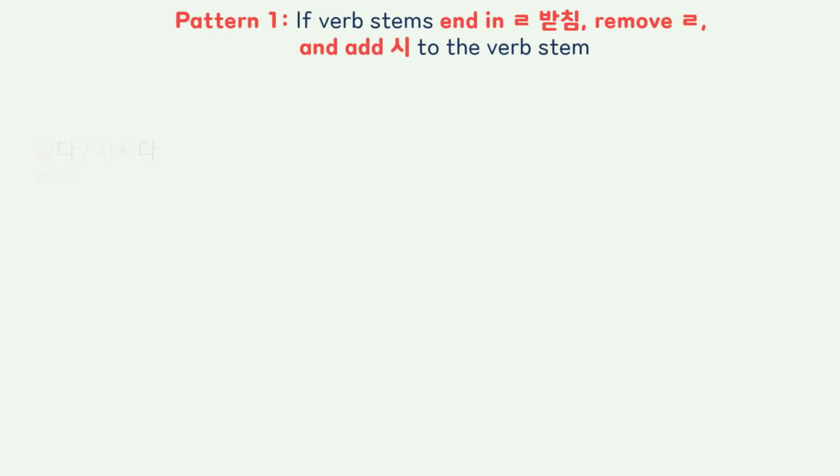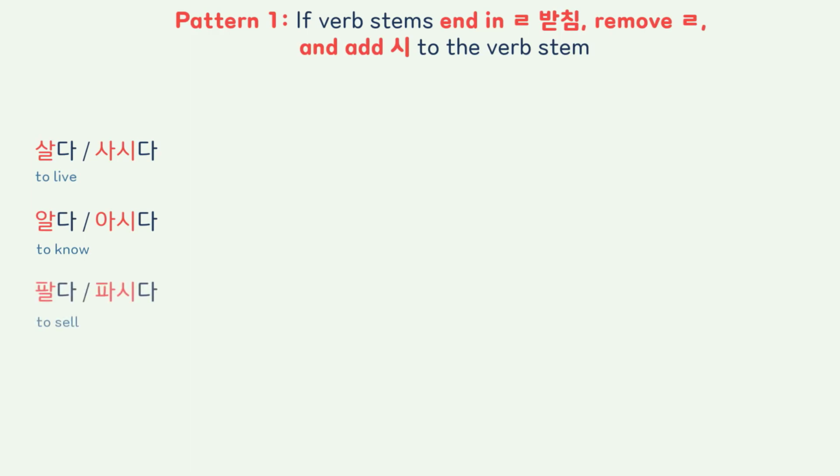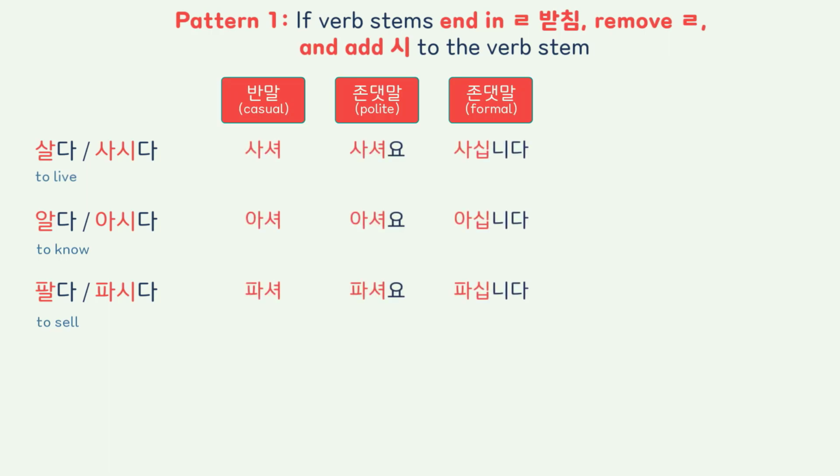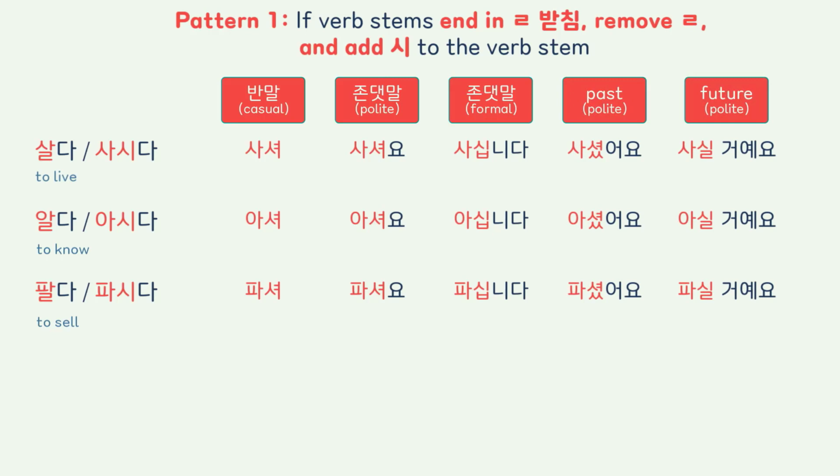Here are some examples. 살다, 사시다. 알다, 아시다. 팔다, 파시다. So as you can see in these examples, we remove the 리을 받침 in the verb stem and then add 시 to the verb stem. And the way these honorific verbs change into casual, polite, and formal forms, as well as past and future tense, is the same as what we saw in the previous lesson. However, there are 2 exceptions to this pattern.